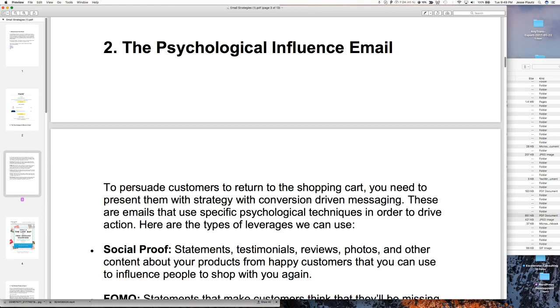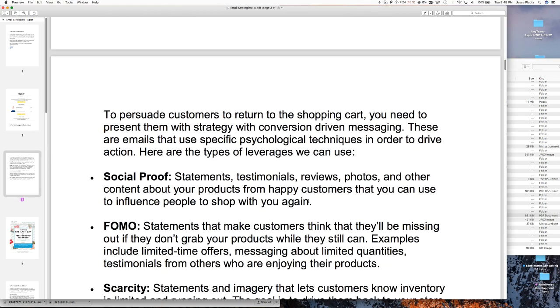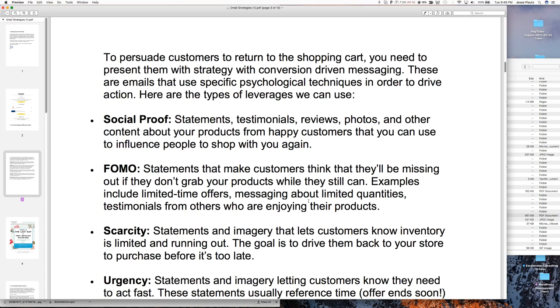Second email template I recommend is the psychological influence email. This is more of a strategy to return to the shopping cart. So this is kind of a how do you actually write the email? You know that they've abandoned the cart. What do you put in the email to actually get them to come back?